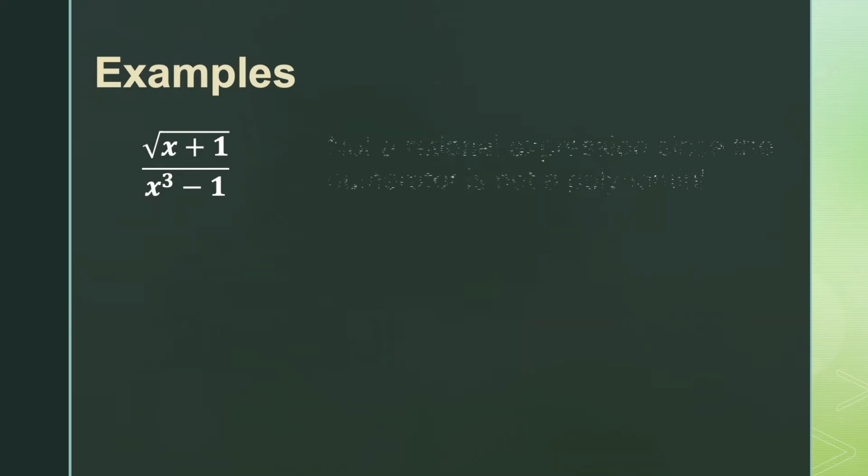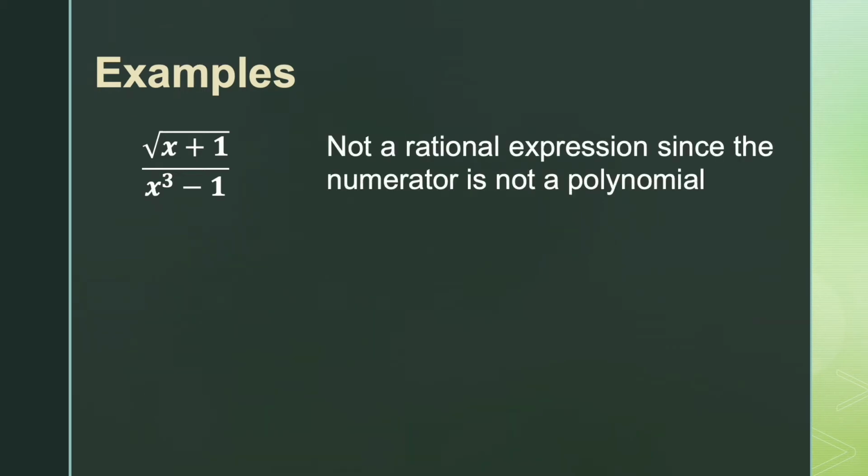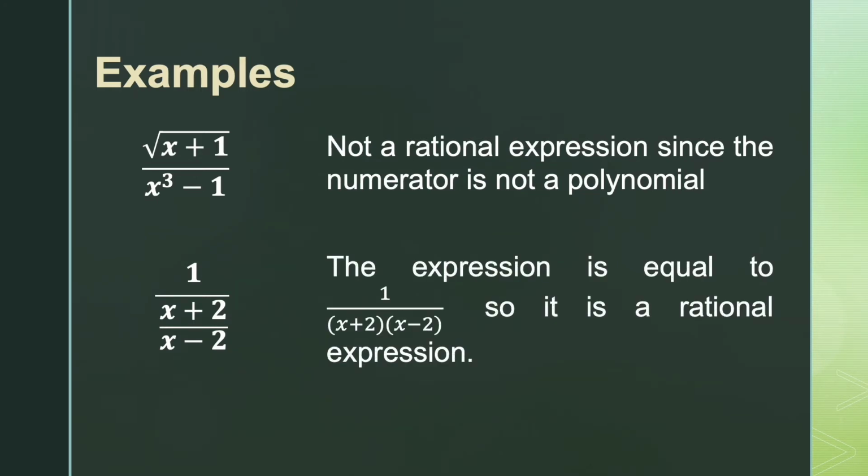Next example, we have the square root of the quantity x plus 1 over the quantity x cubed minus 1. Note that this is not a rational expression since the numerator is not a polynomial. Finally, we have 1 over x plus 2 over x minus 2. Note that this expression is equal to 1 over the quantity x plus 2 multiplied by the quantity x minus 2. So, it is a rational expression.